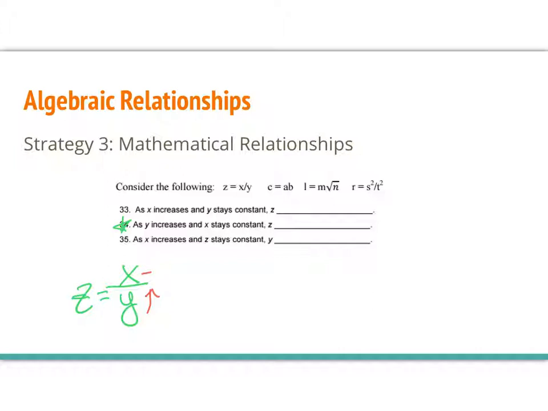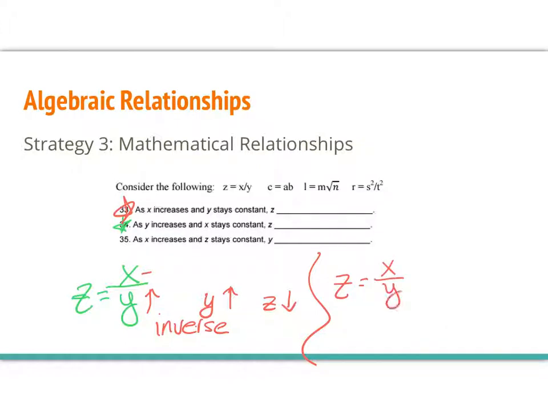This one says, as y increases and x stays constant, what happens to z? I know that this is an inverse relationship. So as my y increases, that's actually making my number less. That means z decreases. If we look at my first one, so 33 here, I have that x increases. That means z increases because that's a direct relationship.